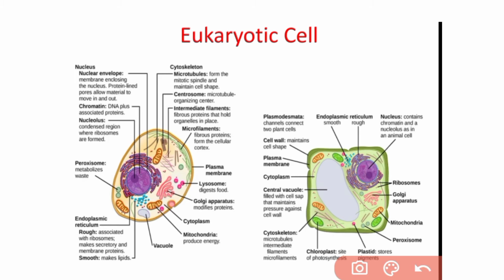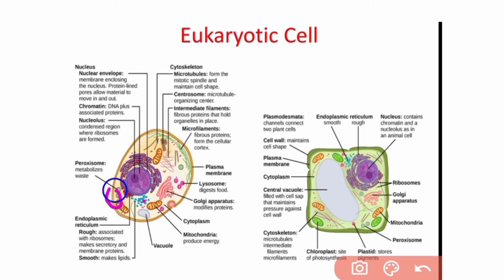Then vacuoles, and this is rough endoplasmic reticulum, which is associated with a blue round shaped structure called ribosome. When the endoplasmic reticulum is associated with this ribosome, it is called rough endoplasmic reticulum. But when the ribosome is absent, it is called smooth endoplasmic reticulum.